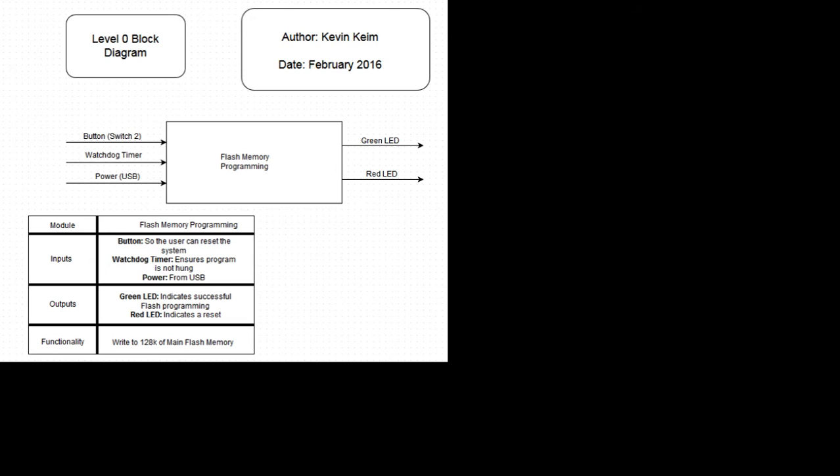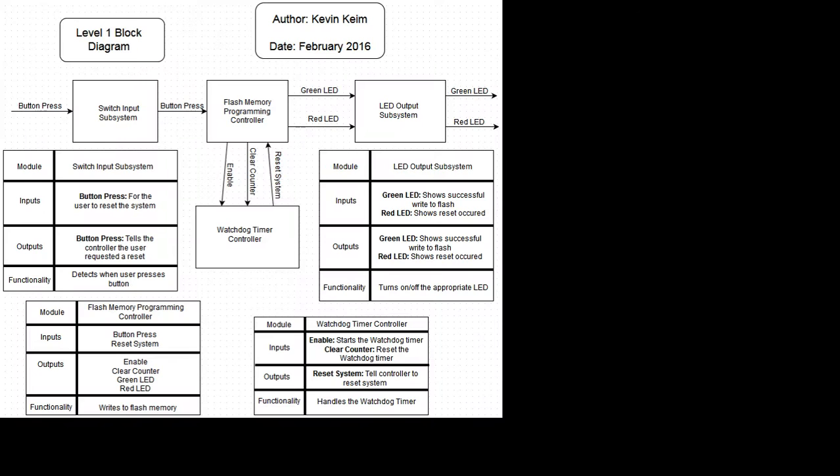2 outputs will be green and red LEDs. The green LED will allow the user to see that the flash memory is successfully written, and the red LED indicates a reset of the system. Okay, moving on to our level 1 diagram.